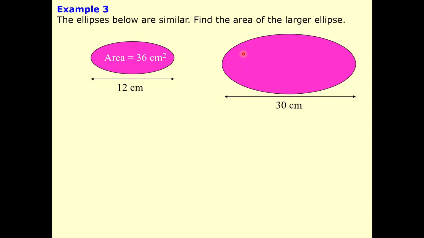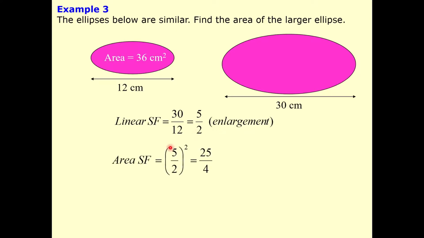So first step, as always, we need to calculate the linear scale factor. So our linear scale factor in this case is our new, which is our larger one, because that's what we're trying to find the area of. So this is our new shape divided by our old shape, so 30 over 12. And we can simplify that by dividing top and bottom both by 6 to get 5 over 2. Once we've found our linear scale factor, we are going to calculate our area scale factor. And to find that, we're going to square our linear scale factor. So all of that squared, which means we're going to square the top, 5 times 5 is 25, and square the bottom, 2 times 2 is 4. So now we've got our area scale factor. We can go ahead and calculate the area of that larger ellipse.